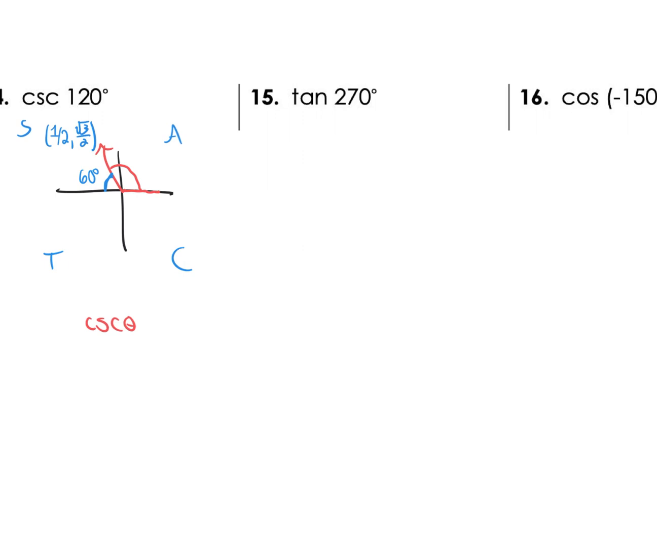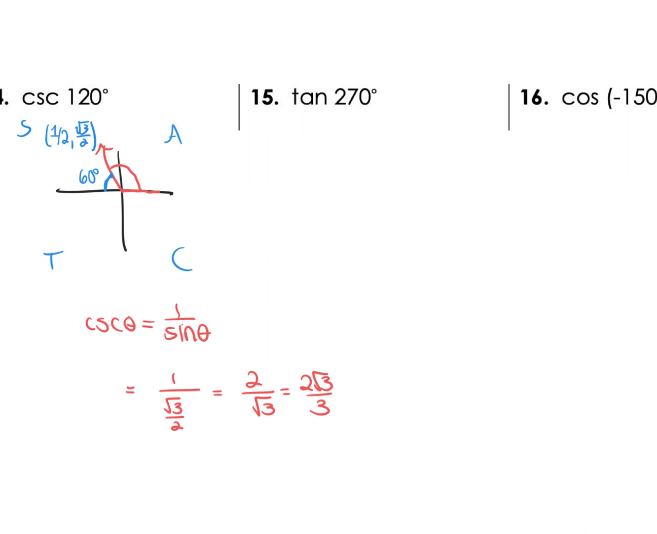Cosecant of theta is 1 over sine of theta, even though it seems like it should just be 1 over secant of theta. So that's going to be 1 over radical 3 over 2, which is going to be 2 over radical 3, which will be 2 radical 3 over 3.